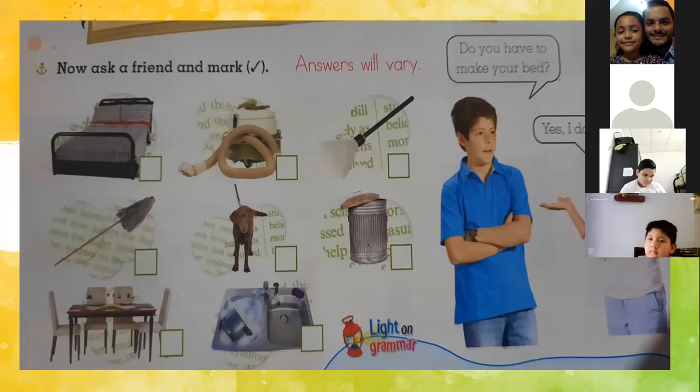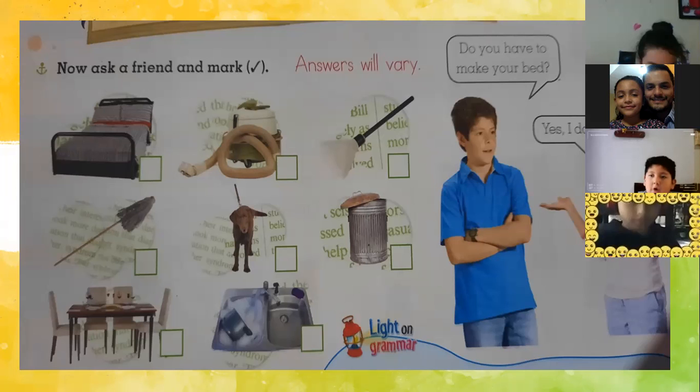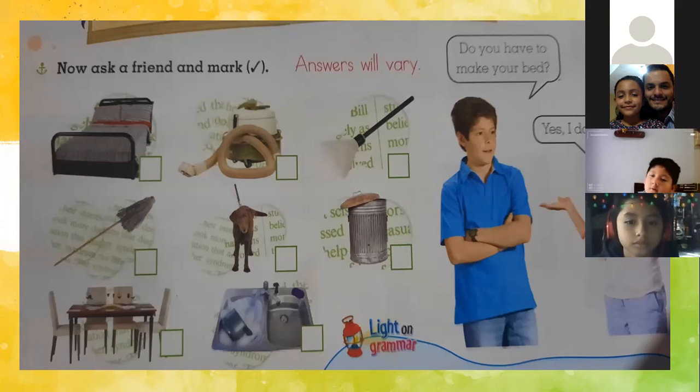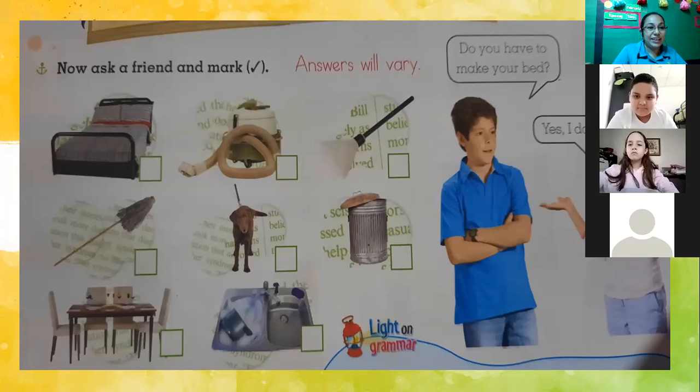Let's continue. Next pair. Anderson and Carlos. Please, Anderson, you ask and Carlos answers. Okay, activate your sounds. Do you have to walk the dog? Yes, I do. Now Anderson, you ask and Carlos Arias, you answer. Do you have to walk the dog? Okay, Carlos, answer. Yes, I do. Okay, excellent. Thank you very much.